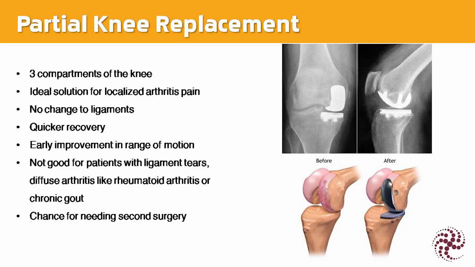There are also partial knee replacements, and they're very similar with metal and polymer implants that are cemented into the knee, but they only replace one portion of the arthritic knee, either the inside, the outside, or under the kneecap. They can be very helpful for patients with limited areas of arthritis because they do maintain the native ligaments of the knee and the native stability.